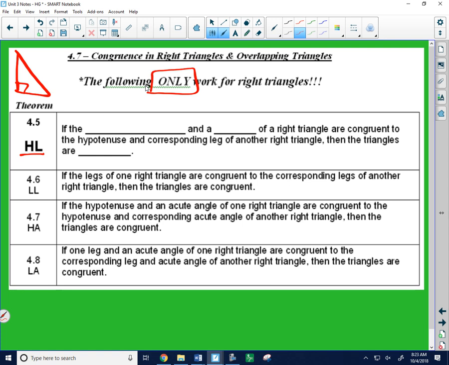And I already filled it in for you here. If the hypotenuse and a leg of one right triangle are congruent to the hypotenuse and the corresponding leg of another right triangle, then the triangles are congruent.